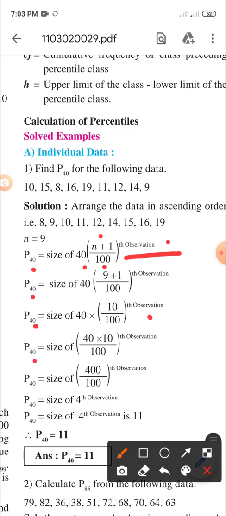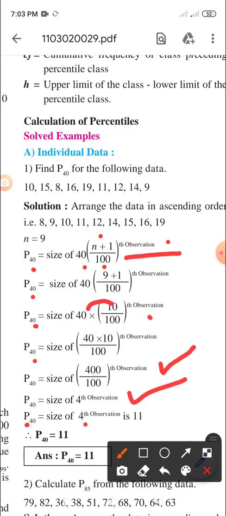P40 is equal to size of 40 into 10, 40 into 10, that is 400 upon 100 observation. So 400 upon 100, that is 4th observation. So P40 is equal to size of 4th observation.